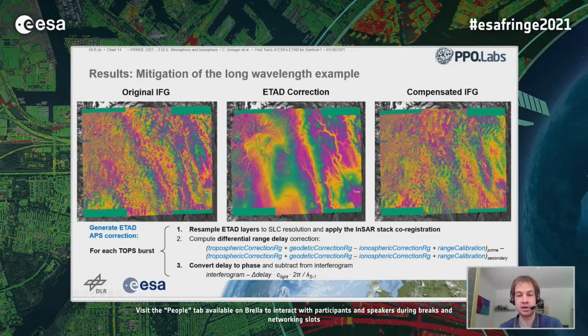In the center here, you see one of these very nice, smooth, consistent correction patterns derived from ETAT. And if they are applied to the original interferogram, you can see that fringes that move across the whole swath of Sentinel-1 are very well removed by the corrected and compensated interferogram.